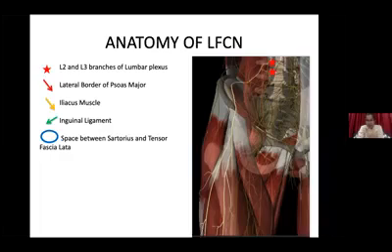It descends laterally over the surface of the psoas muscle, and at the lateral border of the psoas muscle, it runs downwards and obliquely over the surface of the iliacus muscle. Then it goes beneath the inguinal ligament, running over the surface of the sartorius muscle. It then divides into two branches. This is the area which lies between the sartorius muscle and the tensor fascia lata. This is the space where we need to identify our nerve.